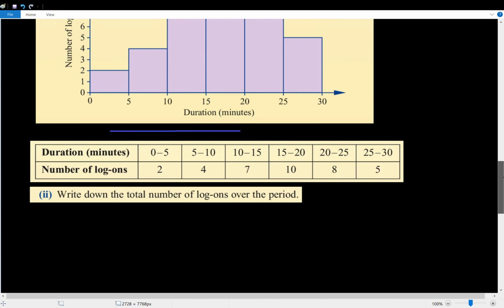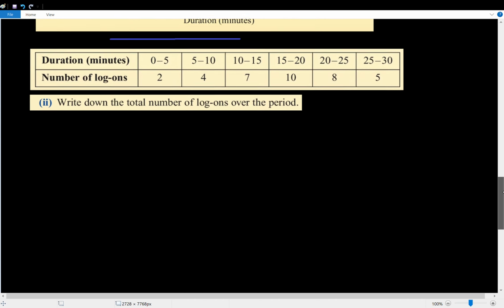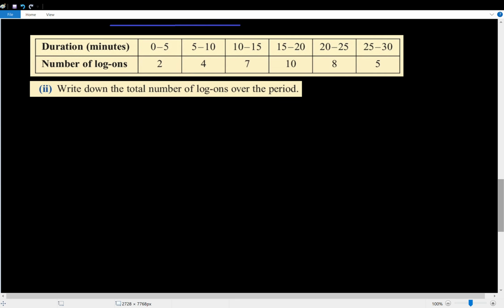For the next question, we're asked to write down the total number of logons over the period of time. And this one's relatively easy to do. We just have to add up all the frequencies. So it's going to be 2 plus 4 plus 7 plus 10 plus 8 plus 5. When we add them all up, we will get 36. So there were 36 total logons to the internet over that period of time.